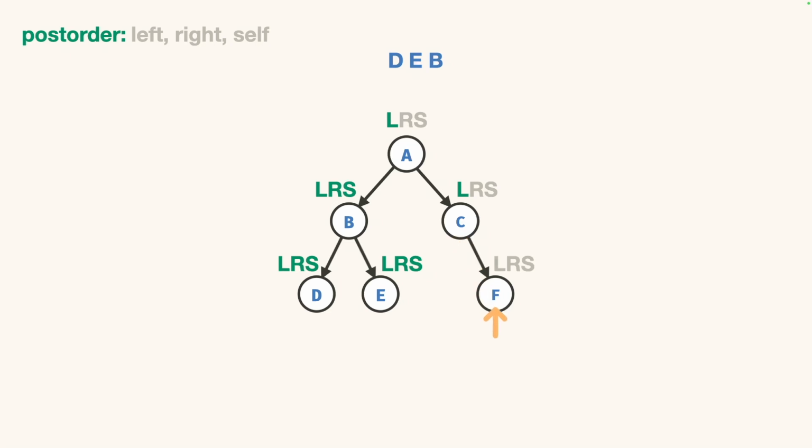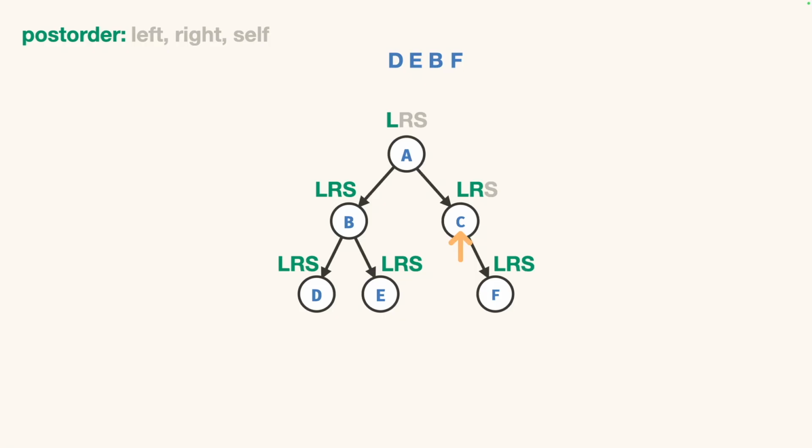F has no left child, so that's automatically done. F has no right child, so it's automatically done as well. So I could just process F itself. I add F into my output. F is done with all three steps, so I return back to its parent. Now I'm back at the C node. At this point, C has completed its entire right subtree, so the right step is done here.